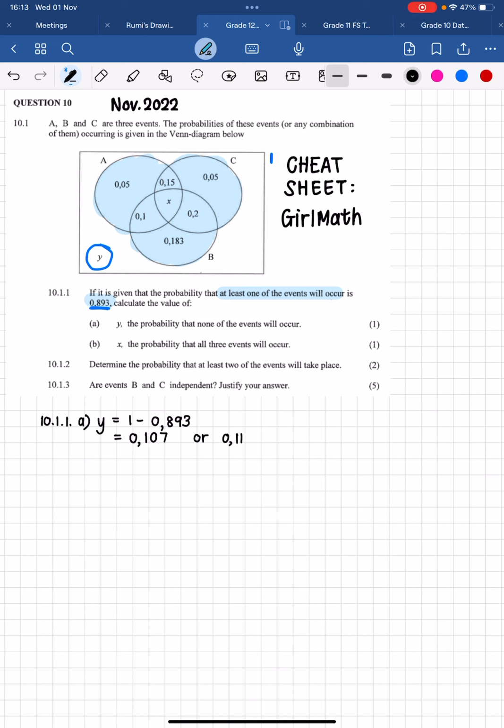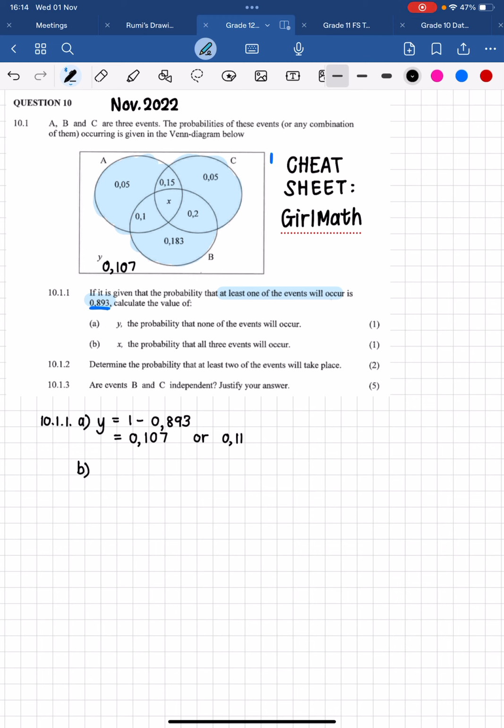Right, now someone was asking what about x? Well, x is included in at least one of the events. So x is included in the 0,893. Right, and that is in fact the next question, guys. They're asking us now to find x. Now what I'm going to do is I'm just going to actually write here that this is 0,107.